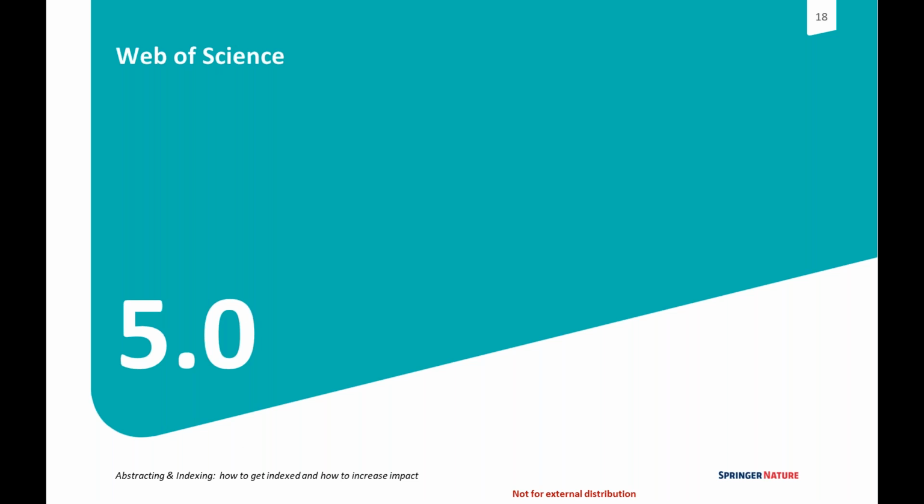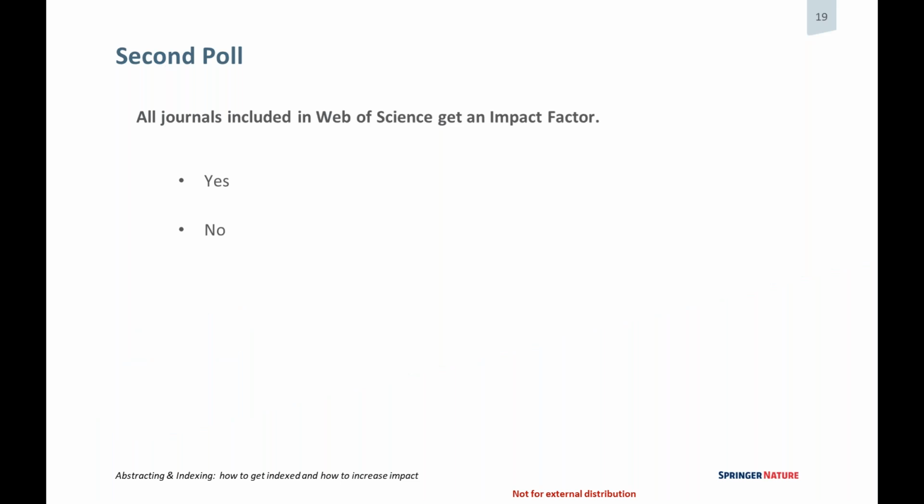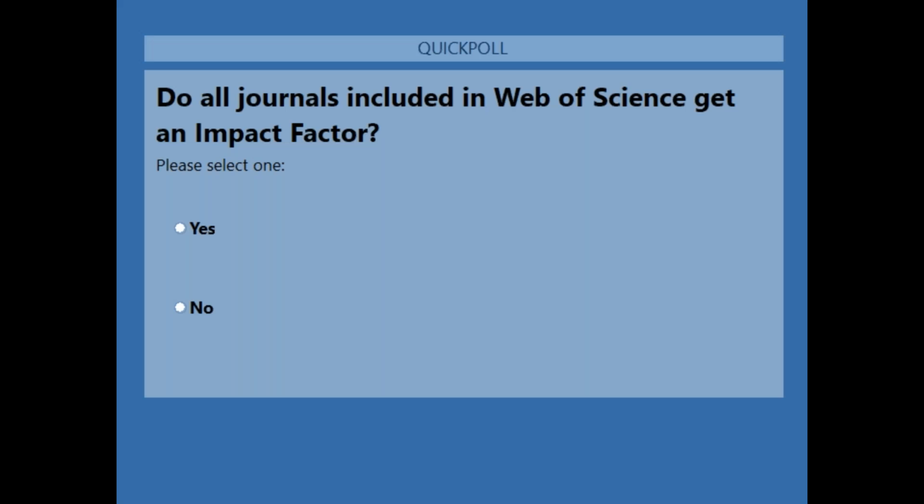Okay. Now we are going to be talking about Web of Science, and it is time for us to take the second poll. And Alpana, if you could please help with the second poll. Sure, Sonal. So it is on the screen right now. Yeah, and the question is, all journals included in Web of Science get an impact factor, yes or no? I kind of already gave you the hint in the initial slide. So the answer should be 100% accurate if possible.